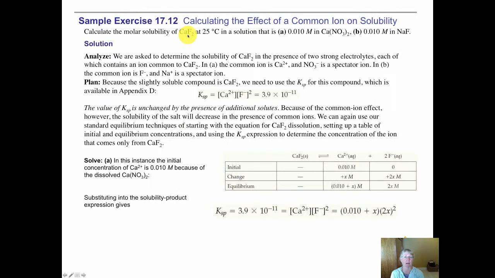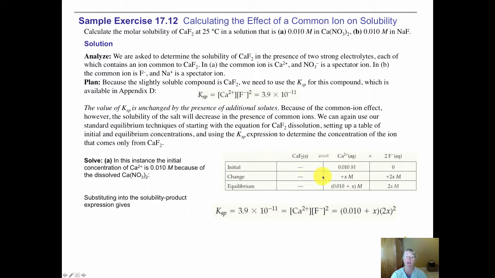So we need to find the molar solubility of calcium fluoride. That means you need to write the calcium fluoride equation showing dissociation and the solubility expression. And then you'll need to go to the chart of solubility products and find the KSP. So we start off with a solution that is 0.01 molar in calcium ions because you had calcium nitrate. You don't have any fluoride ions just yet because we haven't actually added the calcium fluoride. Now we add the calcium fluoride.